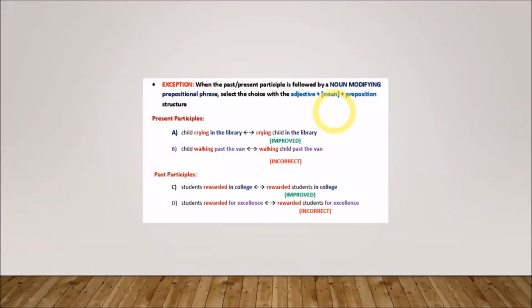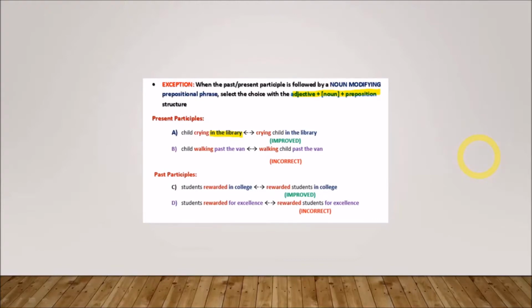And many participle questions will not even contain an adjective plus noun choice, but sometimes, when an adjective plus noun structure is offered as one of the choices, and the participle is followed by a noun modifying prepositional phrase, you can effectively turn the participle into an adjective.